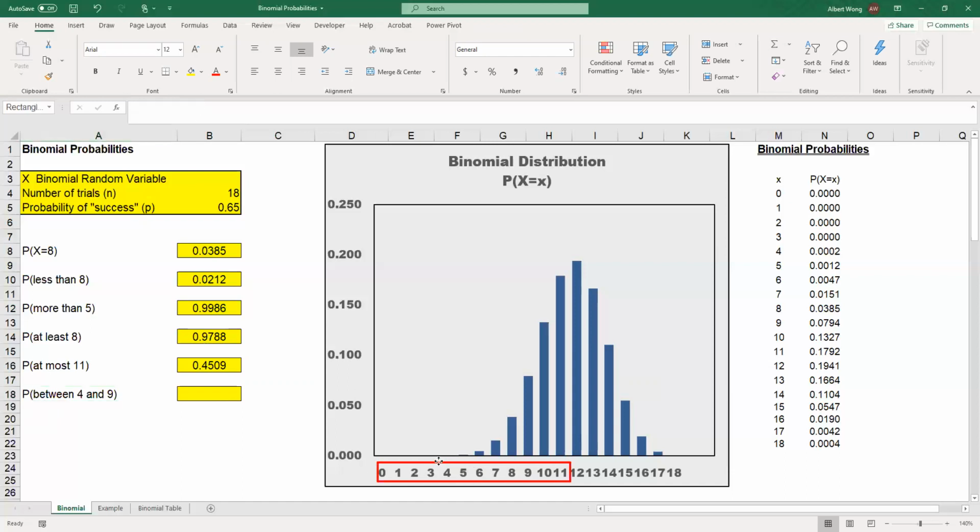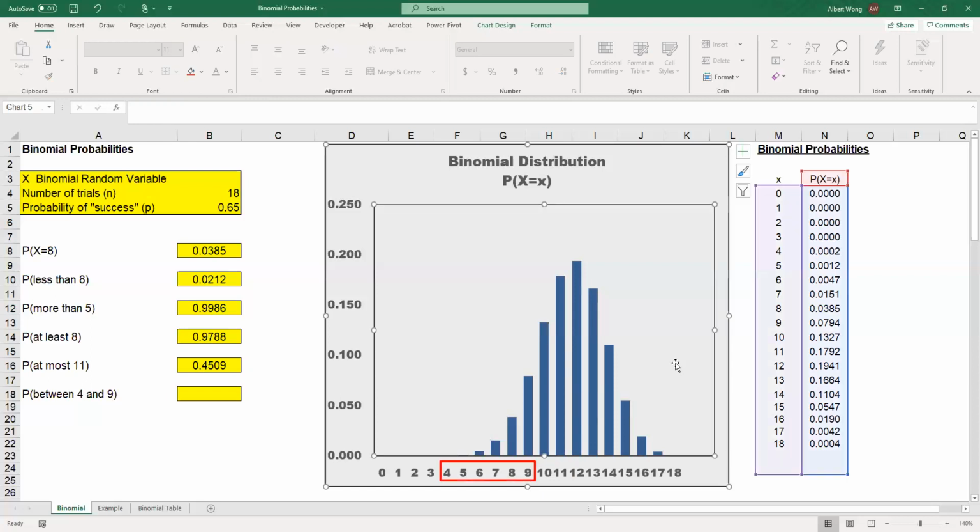Okay, so again, if you look at the numbers, what we want is 4 to 9. So how do we calculate it? Well, we can definitely calculate 0 to 9. That's not a problem. We can also calculate the probability of 0 to 3, and the difference would be 4 to 9, right? So if you want to calculate the probability of x between 4 to 9, it's best that we calculate the probability from 0 to 9 minus the probability from 0 to 3.